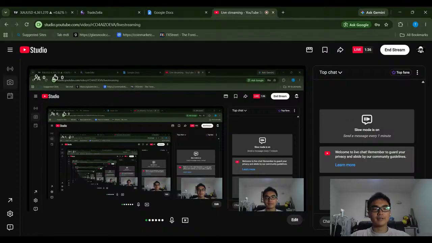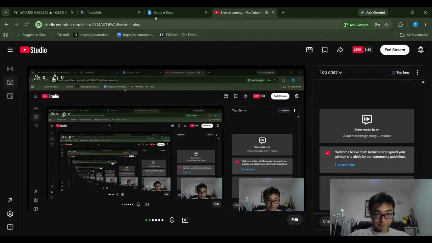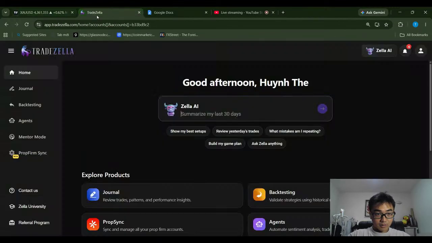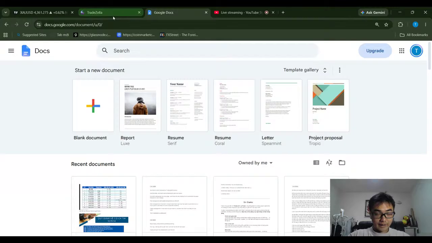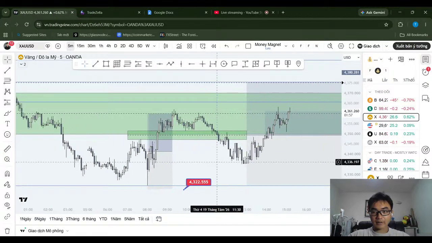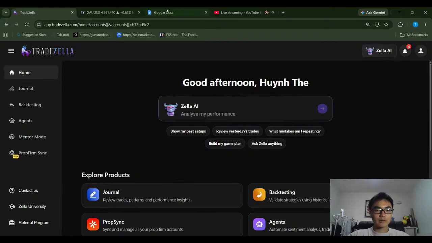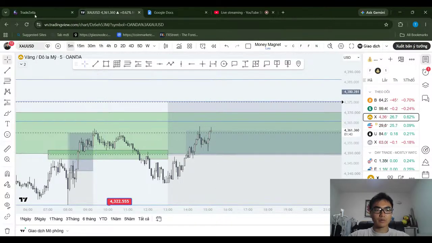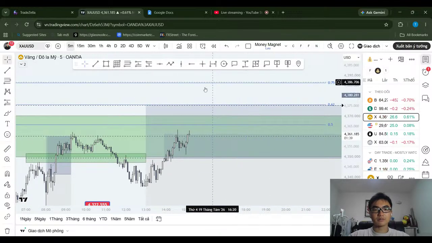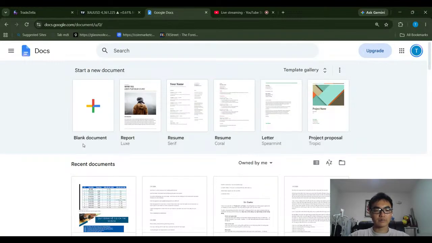So firstly, you can see on the screen right now, I have three tabs that I especially use to journal a trade. You can look at my TradeZella. I use TradeZella to track my trading accounts. This one is for the trade setup that I can see, and we screenshot this one, and the file is in Google Docs.